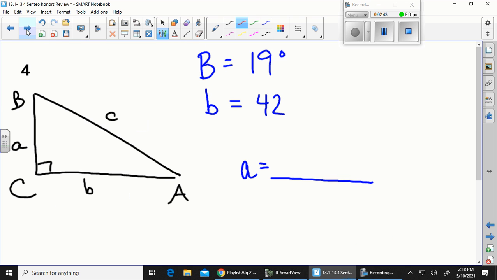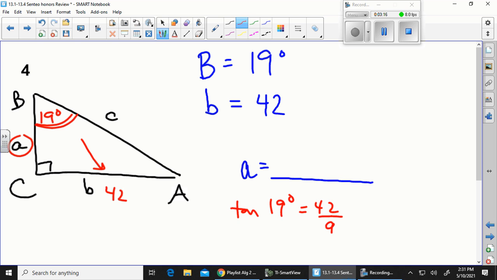Next one, I ask you to find side A. So I didn't ask you to solve the whole triangle. I asked you to just find one side. All right, so this one, fill in angle 19 degrees. Side B is 42. I ask you to find A. So I look at that. I say that's opposite. That's adjacent. Tangent 19 degrees, 42 over A.